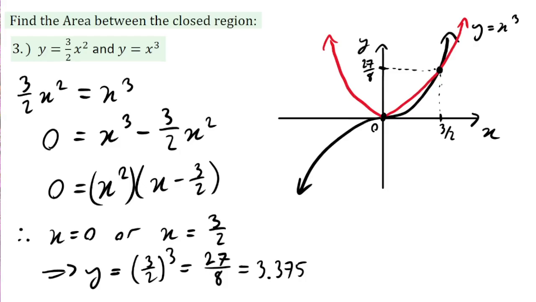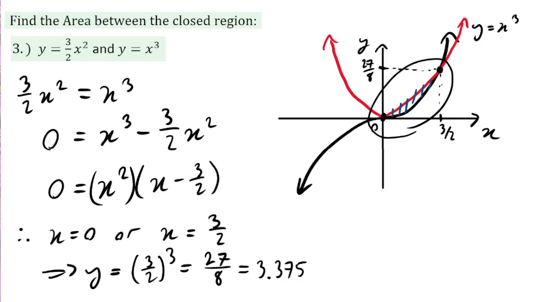Cool stuff. And then from here, note the closed region that we actually have is this area here. Can you see that? Between 0 and 3 over 2. Isn't that pretty cool? And funny enough, you're probably going to ask this question: how do you know which function is actually higher than the other, between the red and the black?